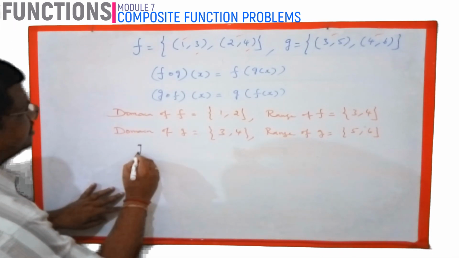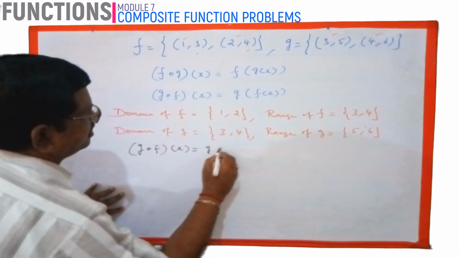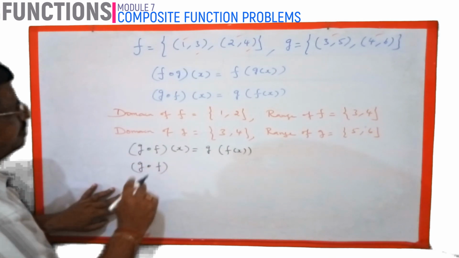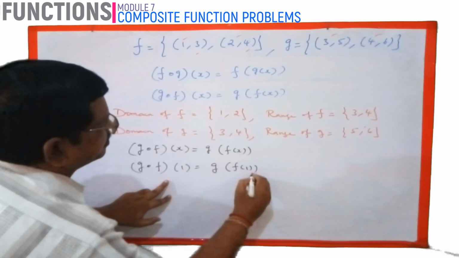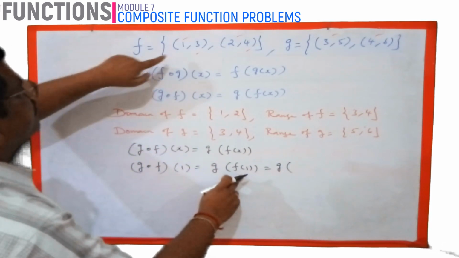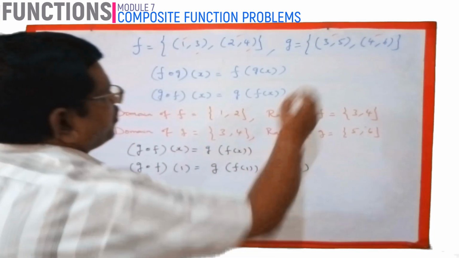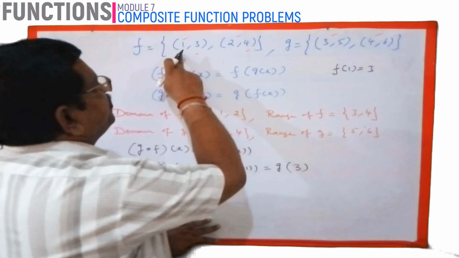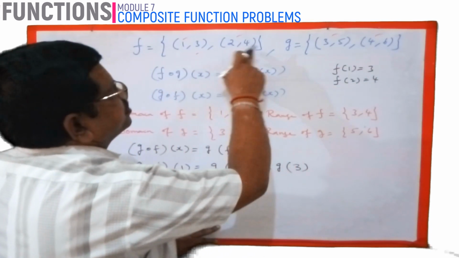So g composite f of x is equal to g of f of x, as we have already written. So g composite f of the first element 1 is g of f of 1, which is g of, what is f of 1 here? f of 1 is 3. Now I am writing here for your understanding. f of 1 is equal to 3, that means the image of 1 is 3. f of 2 is equal to 4, the image of 2 is 4.